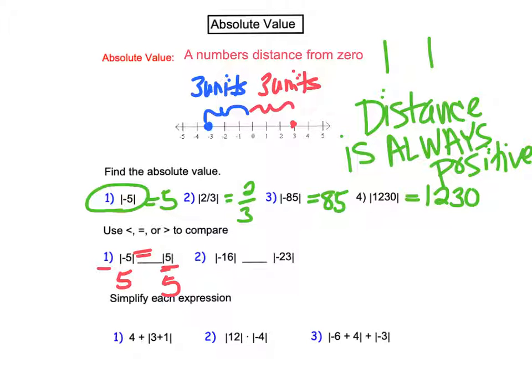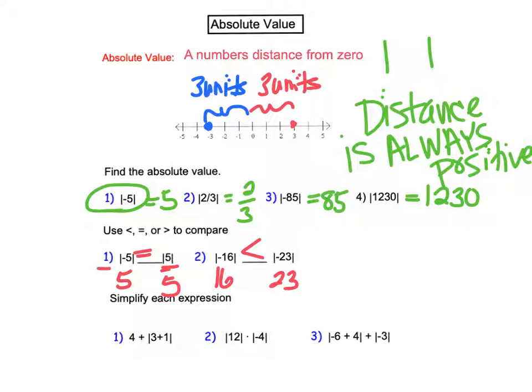The absolute value of negative 16 is a positive 16, and the absolute value of negative 23 is a positive 23. And so this is the symbol you would use: the absolute value of negative 16 is less than the absolute value of negative 23.